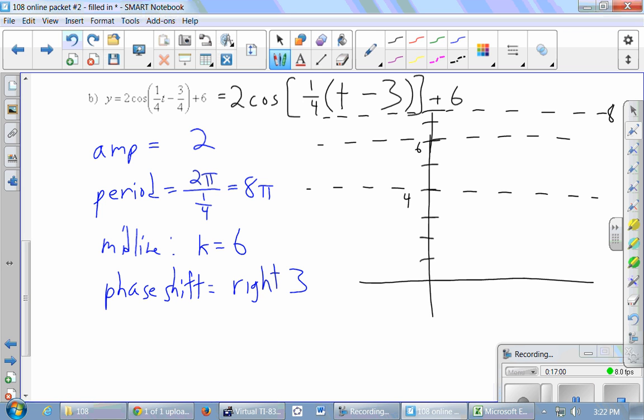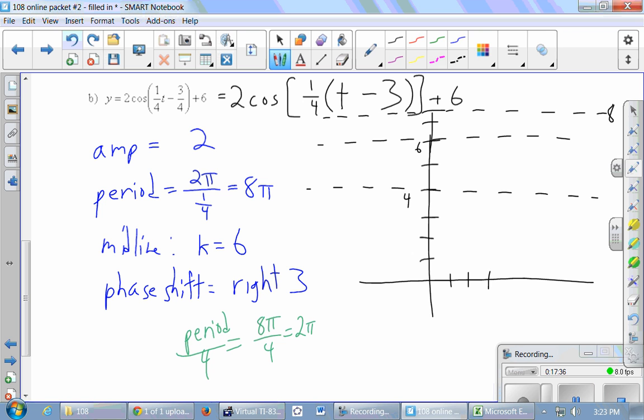Let's see, the horizontal shift, the phase shift, is to the right by 3 units. 1, 2, 3. So we're going to start there. And then the last thing we need to find the other important x's is to deal with the period, which is 8 pi. And again, I always divide it by 4, because these are the important x values or t values. So it seems like every 2 pi is when something interesting happens. So we started there with a shift to the right of 3, and then we're going to need to go 2 pi to the right.